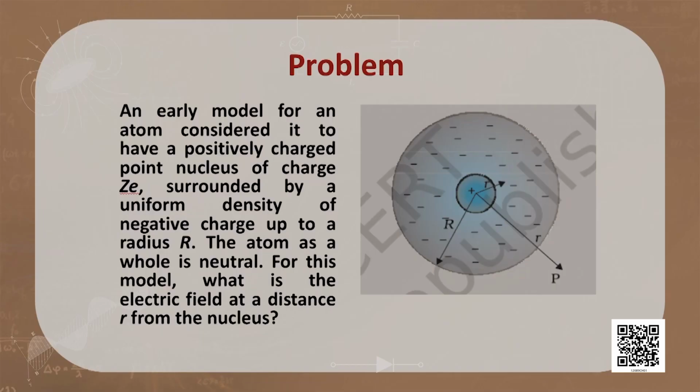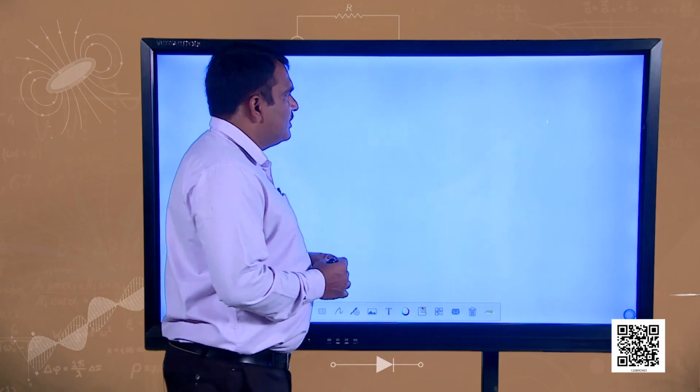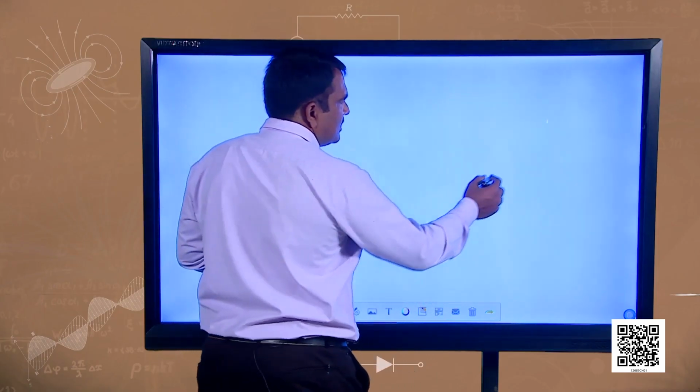Now, let us try to solve another problem. An early model for an atom considered it to have a positively charged point nucleus of charge Ze, surrounded by a uniform charge density of negative charge up to a radius capital R. The atom as a whole is neutral. For this model, what is the electric field at a distance small r from the nucleus? Now, let us try to solve it.